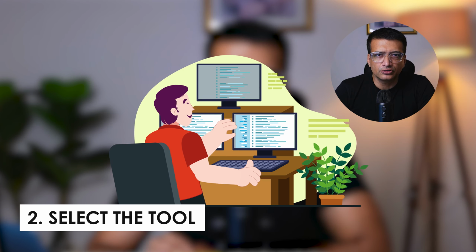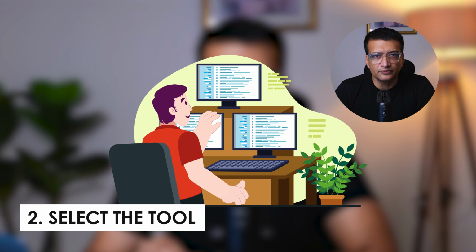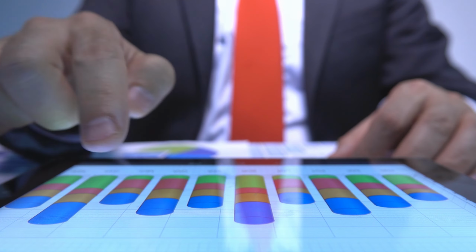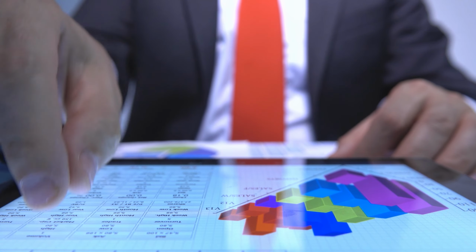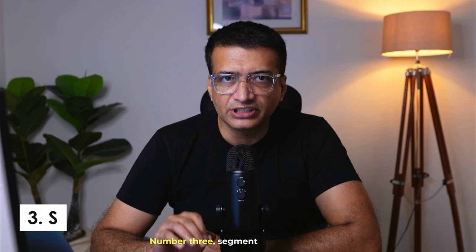Number two, and very important, select the marketing automation tool. Now, when you are choosing the marketing automation tool, like I always say, always be careful about the B2B and B2C marketing automation tools. There are certain differences in the features which are available for a B2B marketing automation tool, and there are certain features which are available only for B2C marketing automation tool. Be careful about that.